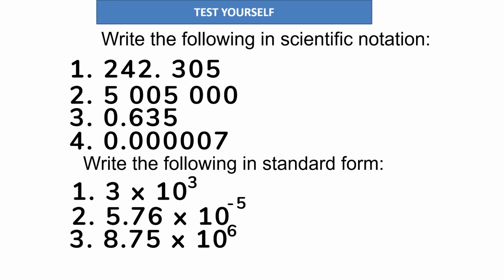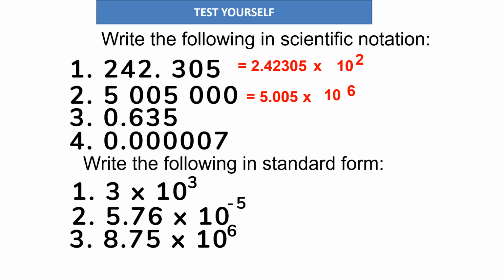Okay, you may pause the video and answer the following. So let us now answer number 1. The answer is 2.42305 times 10 raised to positive 2. Correct. Number 2, it will be 5.005 times 10 raised to, correct, 6.